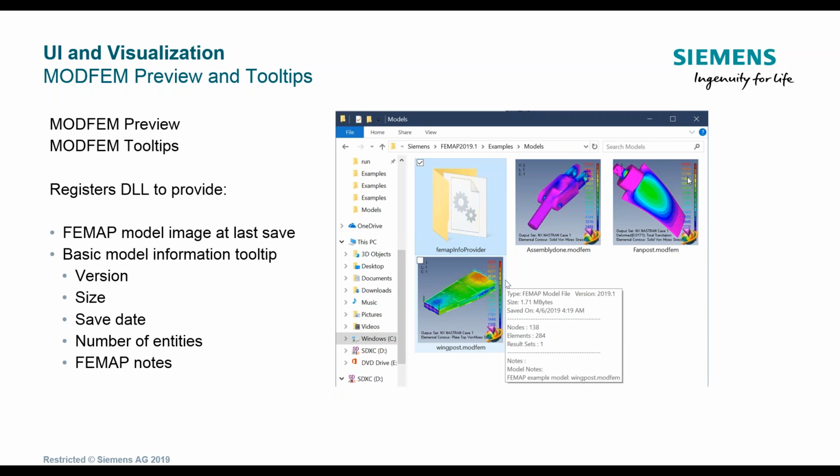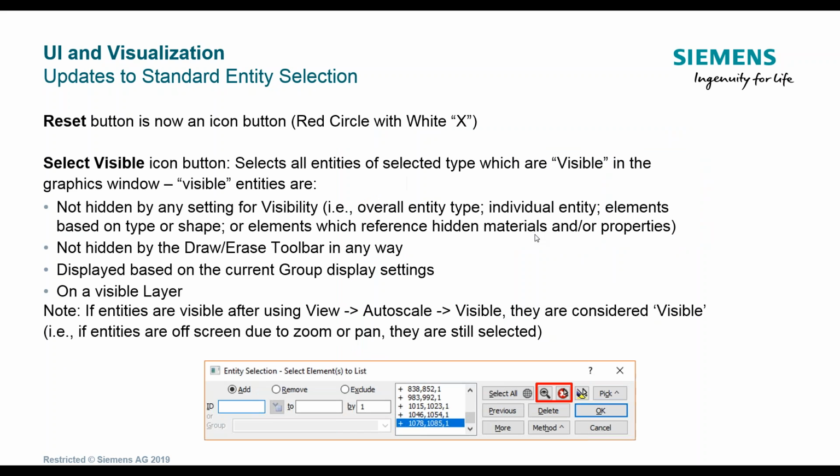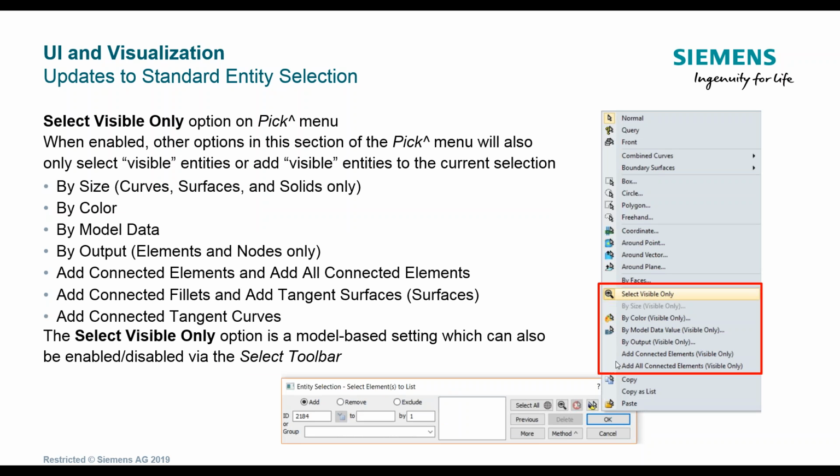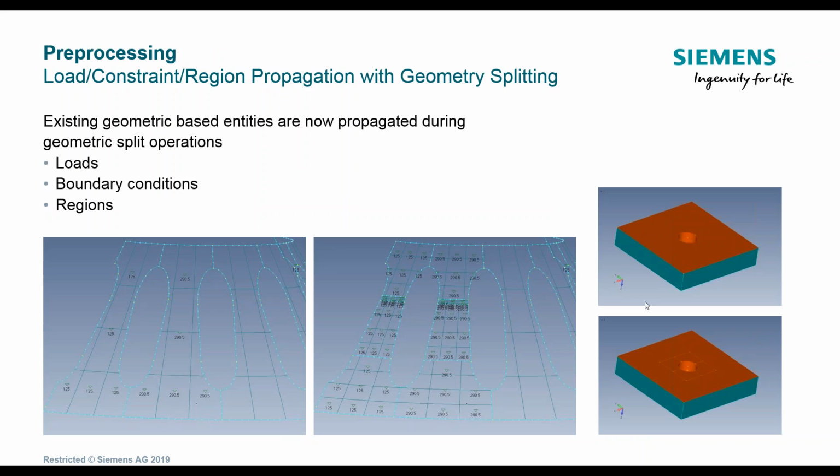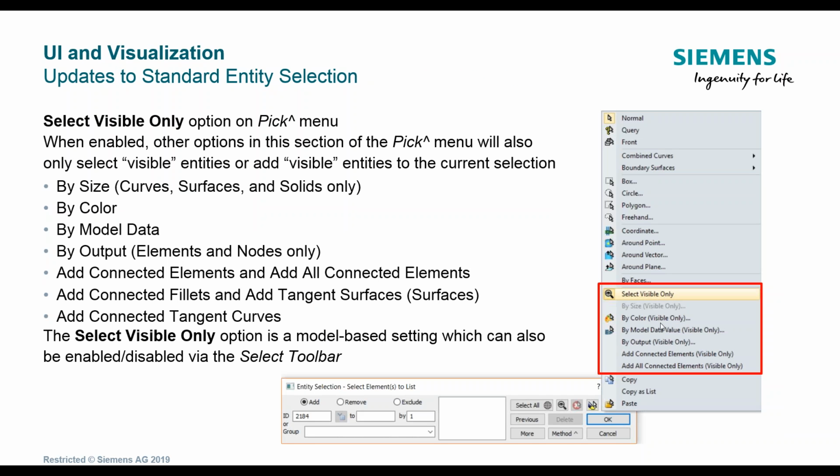So I already went over this, the Windows Explorer, the icons. We talked about select all, the pick visible, and the reset button. And when you go into the pick menu, there's also some select visible options, by color, by model data, by output, and you can say these are visible only.